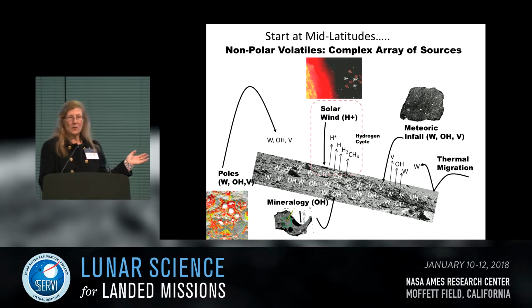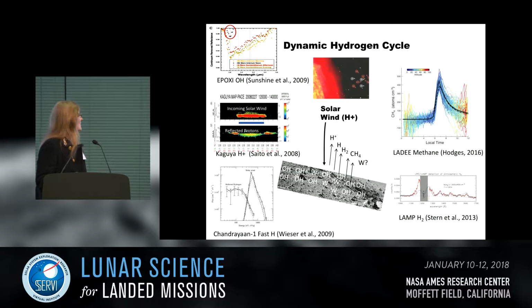So you also have meteoritic infall. But what volatiles do they bring in? Do they actually bring in volatiles, or do they vaporize volatiles from the surface? And that's a good question. So this is a sample of the data that we've found in the last decade, basically. Epoxy, this is a clear OH signature at 2.8 microns.